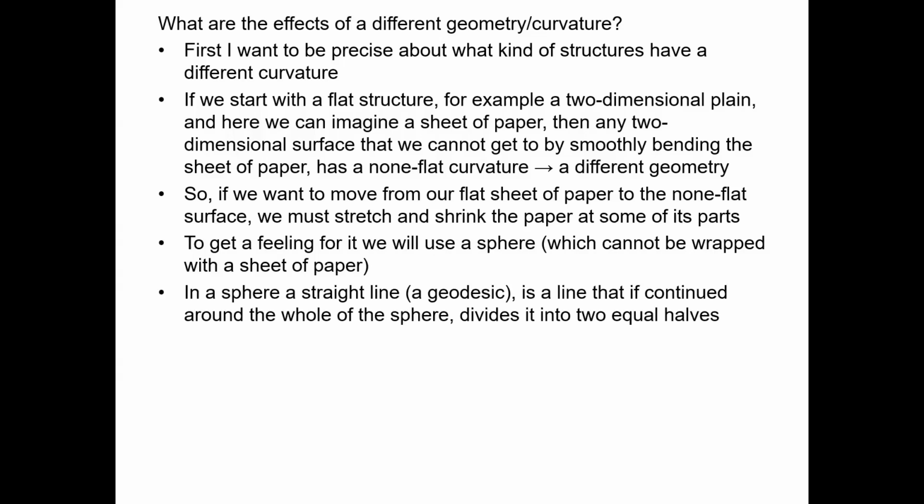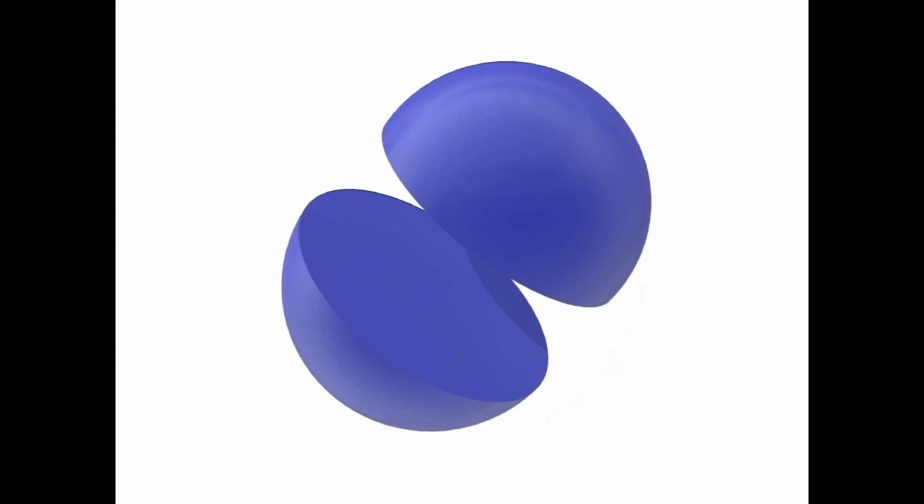Now in a sphere, a straight line, and I'll remind you that they are called geodesics in a non-flat geometry, is a line that if continued around the whole of the sphere, divides it into two equal halves. Here we have our sphere, our two-dimensional surface, and this is a geodesic of this sphere, because if we split the sphere along this line, we will get exactly the two halves of the sphere.